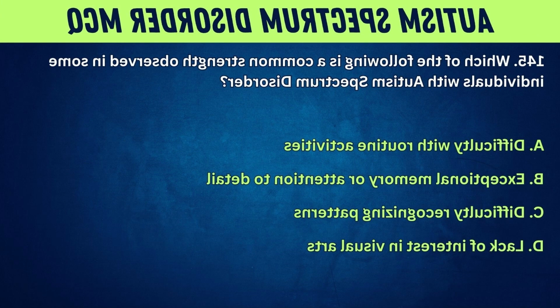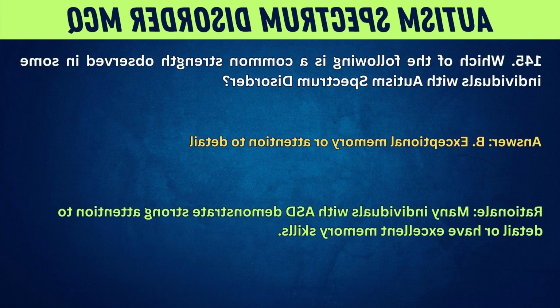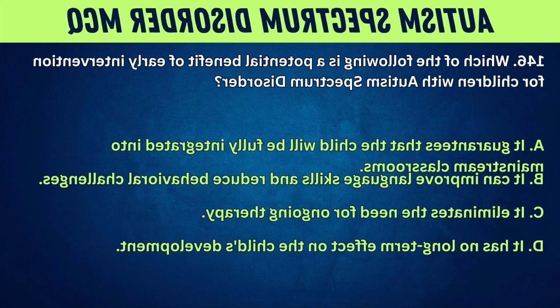145. Which of the following is a common strength observed in some individuals with autism spectrum disorder? A. Difficulty with routine activities. B. Exceptional memory or attention to detail. C. Difficulty recognizing patterns. D. Lack of interest in visual arts. Answer: B. Exceptional memory or attention to detail. Rationale: Many individuals with ASD demonstrate strong attention to detail or have excellent memory skills.